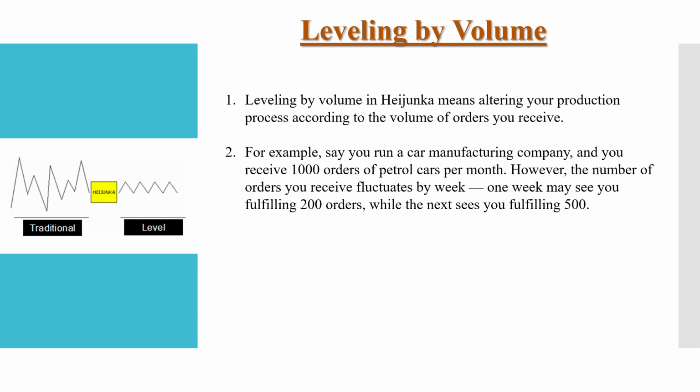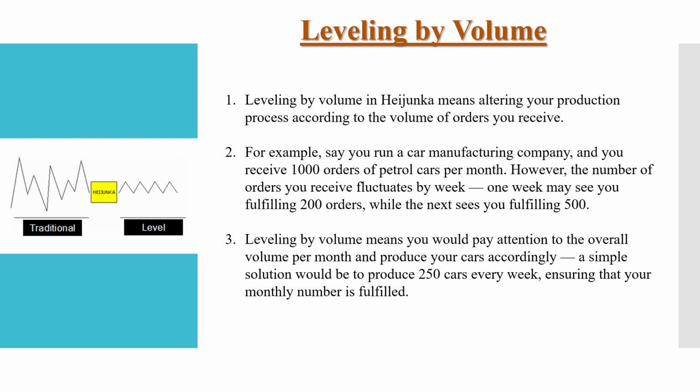Now this is a simple example. If a car manufacturing company receives 1,000 orders per month, but per week there is demand fluctuation, they have to deliver a different number of cars per week. So according to the number of cars they have to deliver per week, they can level the production process.